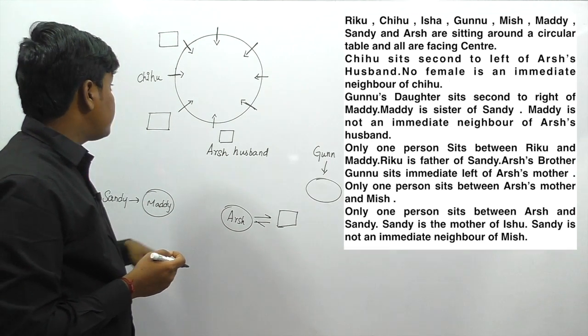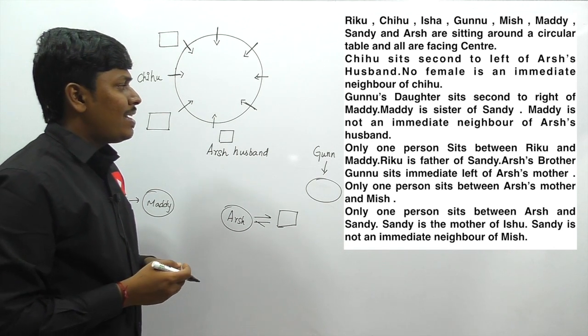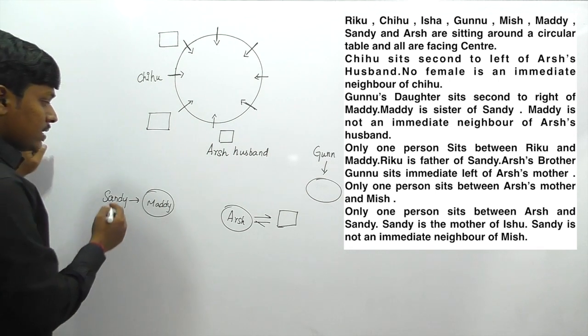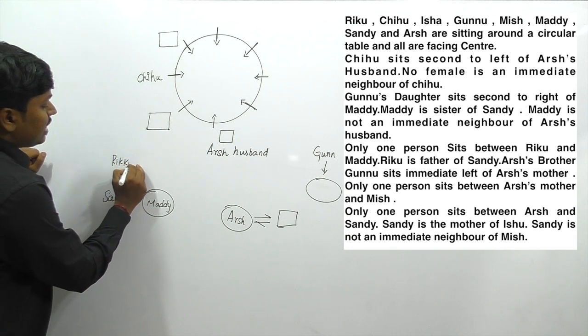So only one person sits between Riku and Maddie. No, don't want to confuse friends. Next point. Riku is a father of Sandy. So friends, Sandy's father is Riku, right? So Sandy is having a father, which is Riku.